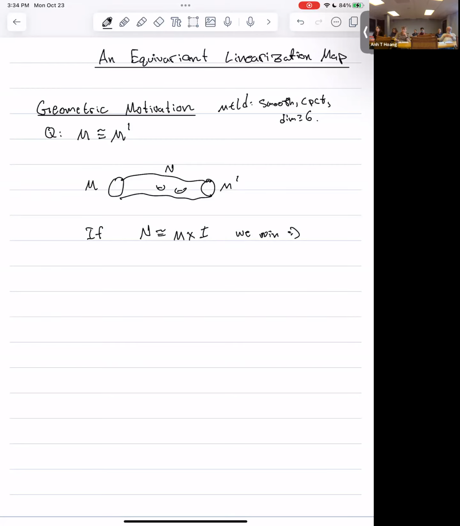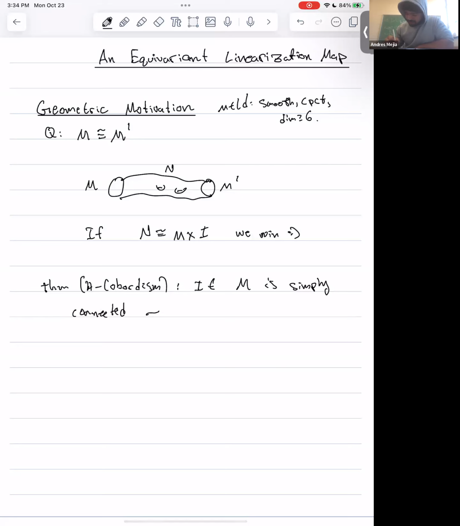Okay, so there's actually a full answer in the simply connected case. So this is a theorem, the H-cobordism theorem, due to Smale, if I remember correctly. And it says that if M is simply connected, this implies that every H-cobordism is trivial. And H-cobordism here means the inclusion is a homotopy equivalence.